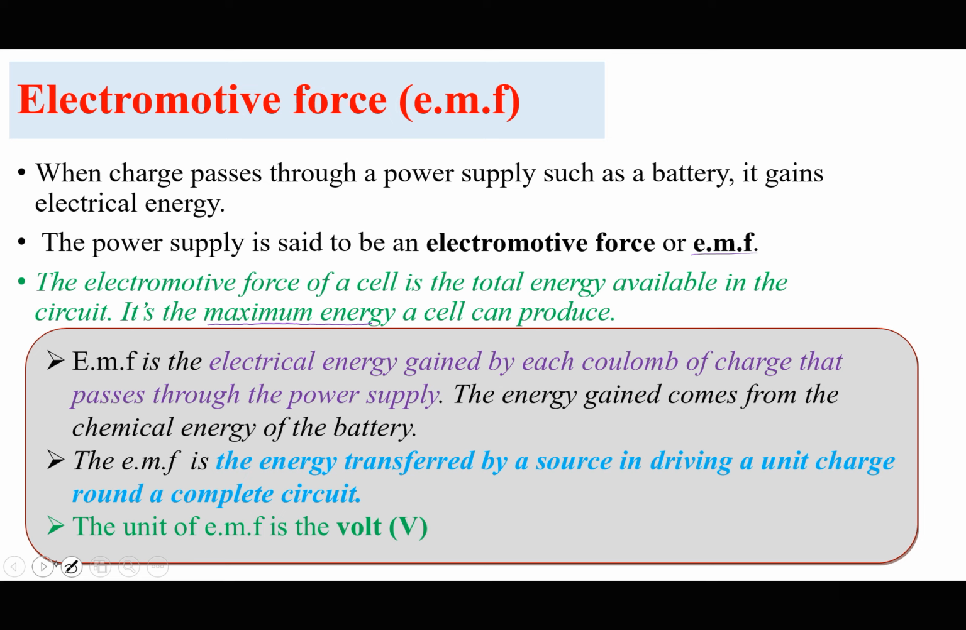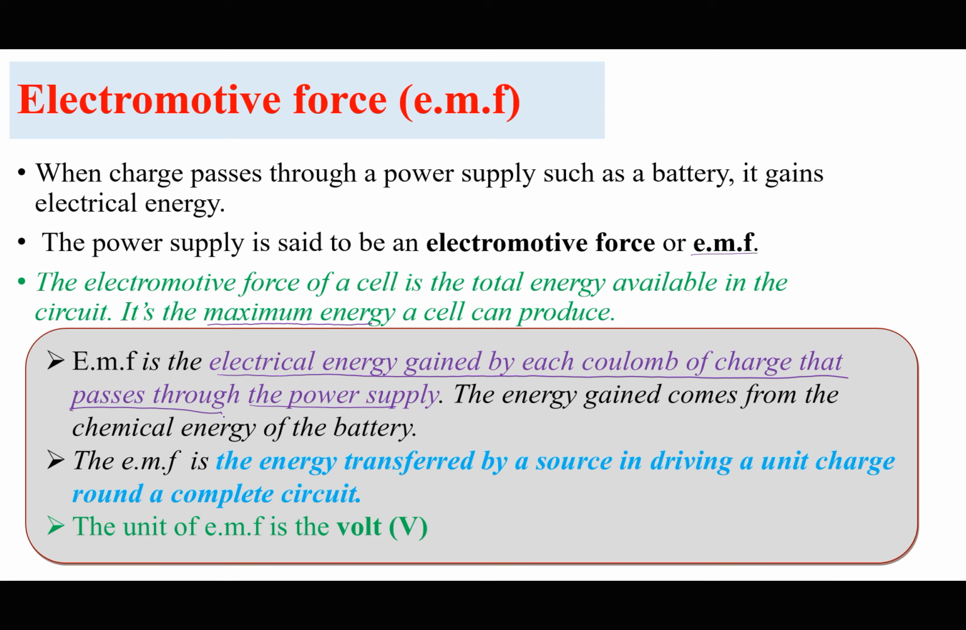EMF is the electrical energy gained by each coulomb of charge that passes through the power supply. This is the easiest definition of EMF. When a coulomb of charge goes through the battery, it gains energy. When the coulomb of charge passes through a bulb, for example, it gives out the energy. So in the battery, the chemical energy becomes electrical energy. When it reaches a device or a bulb, the electrical energy it has gained becomes other forms such as heat or light. So EMF is the electrical energy gained by each coulomb of charge that passes through the power supply.